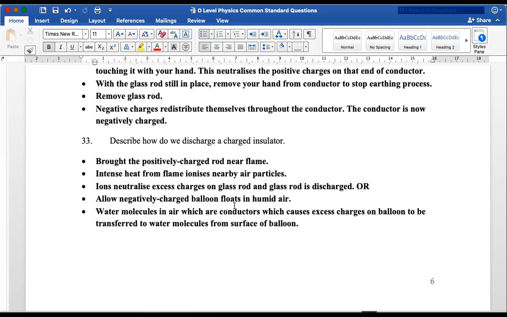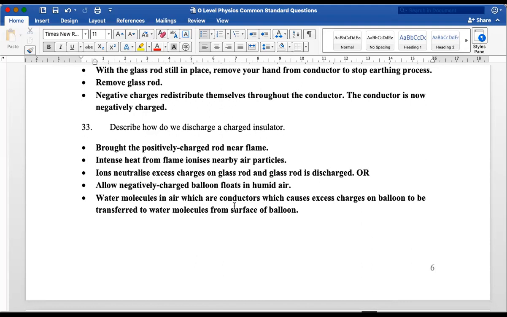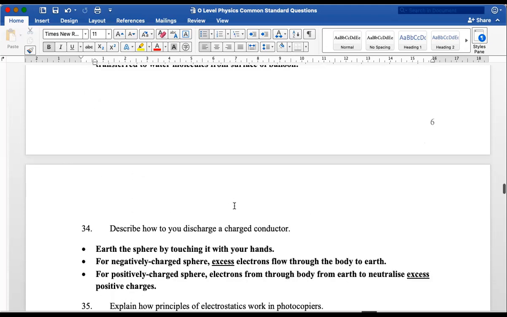Describe how do we discharge a charged insulator. Bring the positive charge rod near a flame. Intense heat from the flame will ionize nearby air particles. The ions will neutralize excess charges on the glass rod, and the glass rod is discharged. Or allow the negative charge balloon to float in humid air. Water molecules in air which are conductors will cause the excess charges on balloon to be transferred to water molecules from the surface of the balloon.